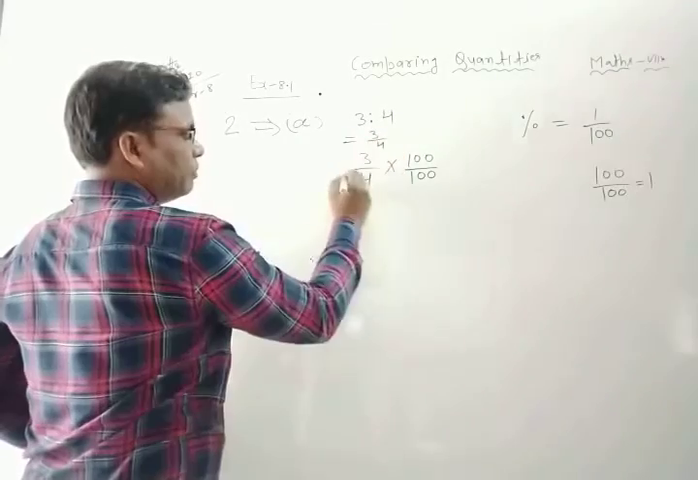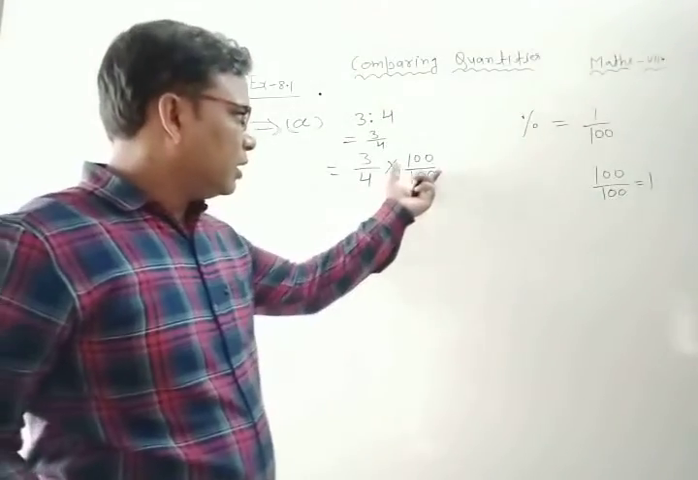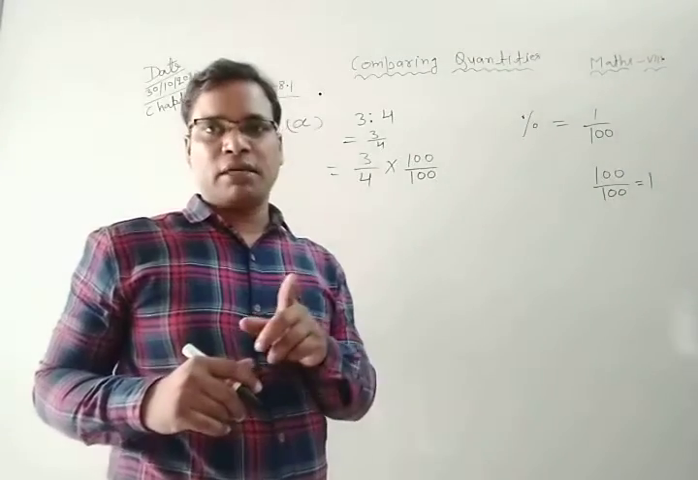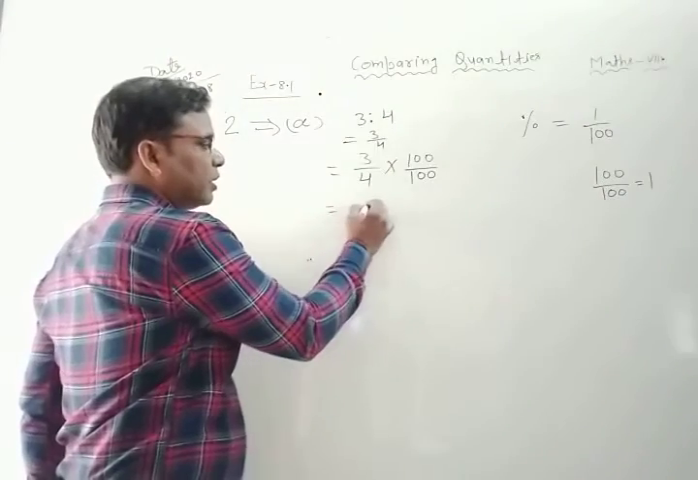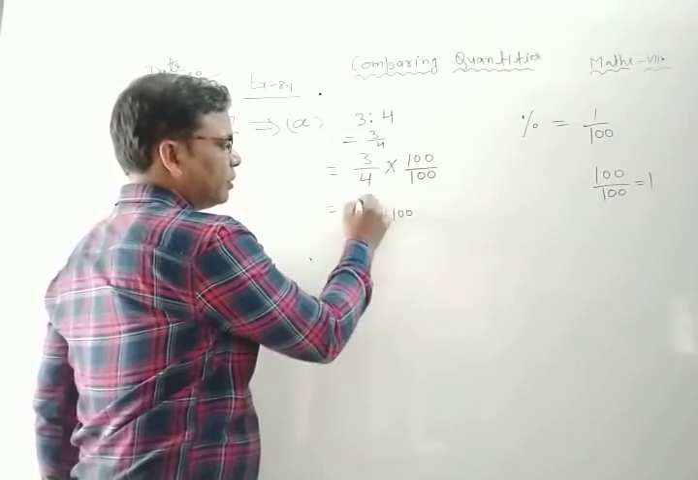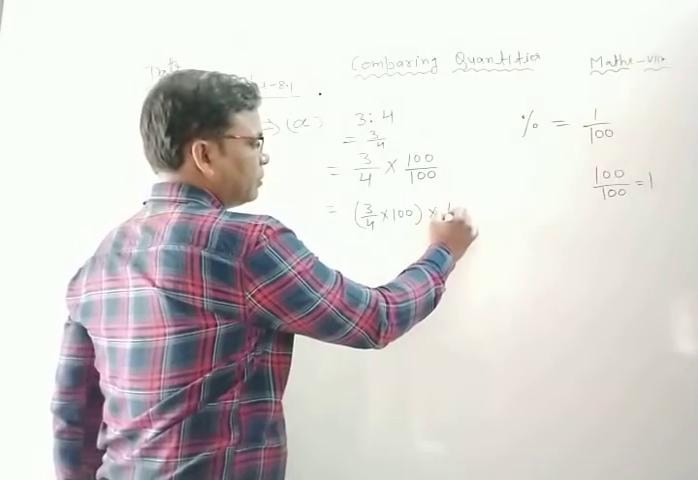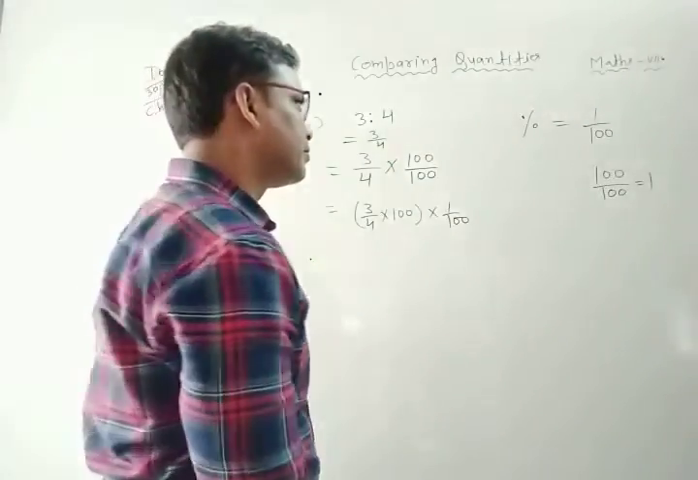3/4. After this you multiply it by 100 by 100, and 100 by 100 is 1. If you multiply any number by 1, then you obtain that number. So don't be confused. Also we can write it as 3/4 into 100 into 1 by 100. Okay, this is clear.